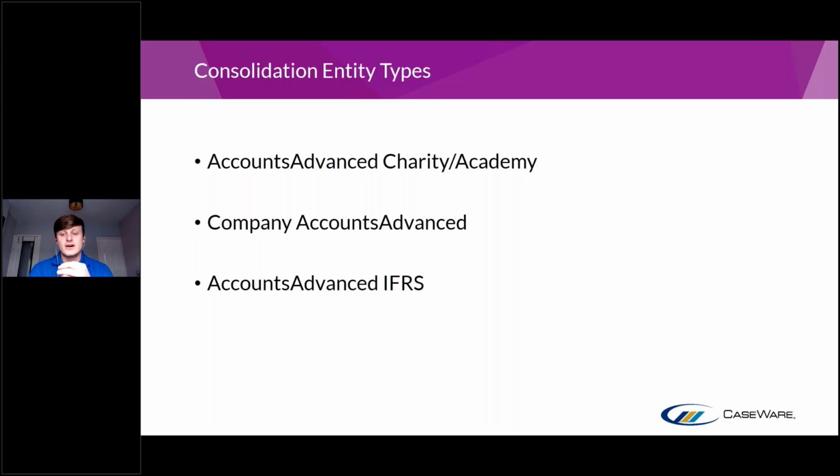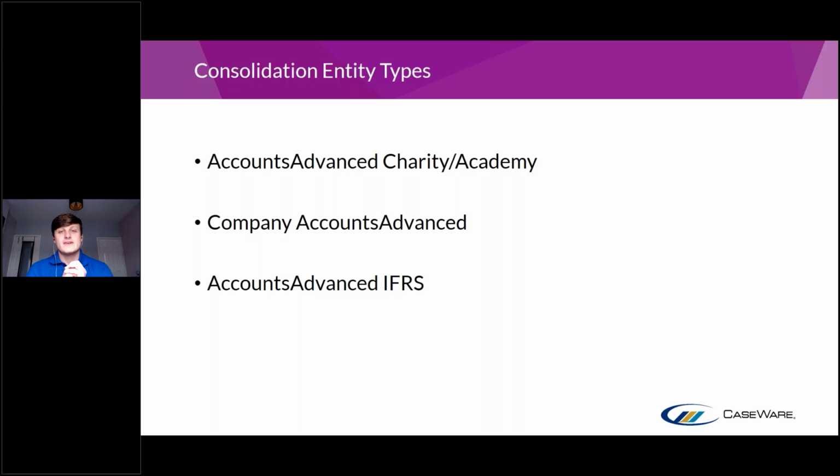Within the Company Accounts Advanced template, if the company is reporting under FRS 102, 101, 105, it's an unlisted company, or if it's a limited liability company, then again we can consolidate with another 101, 102 or 105 entity if we need to. We're going to be focusing on a 102 file during today's webinar, but the process and the areas that we cover today will also be applicable to these other templates you can see.